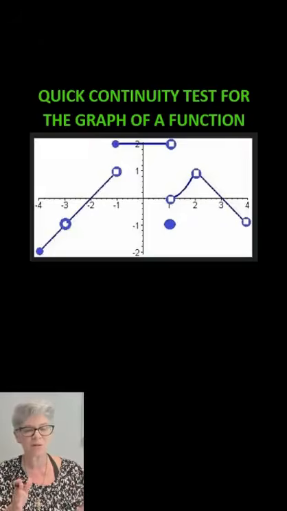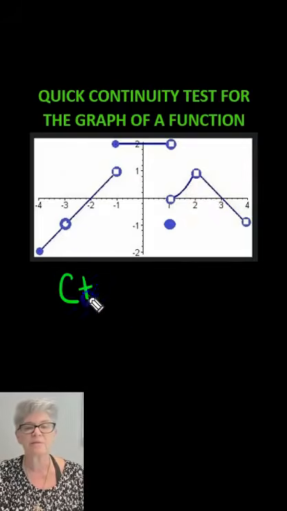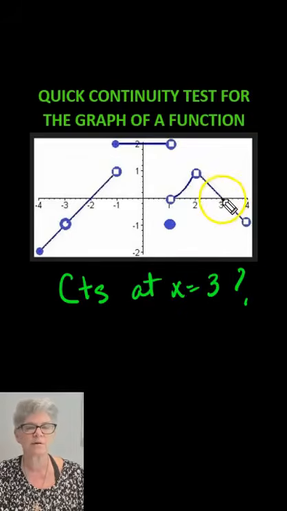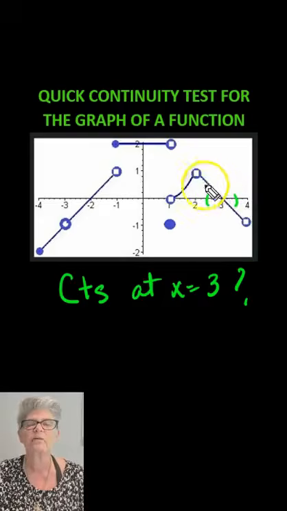I'm going to show you a really quick way you can tell whether or not a graph is continuous at a certain x value. So suppose you were asked, is this graph continuous at x equals 3? What you would do is come here to 3 and find a neighborhood around it of x values. Now, where does this neighborhood correspond on the graph?